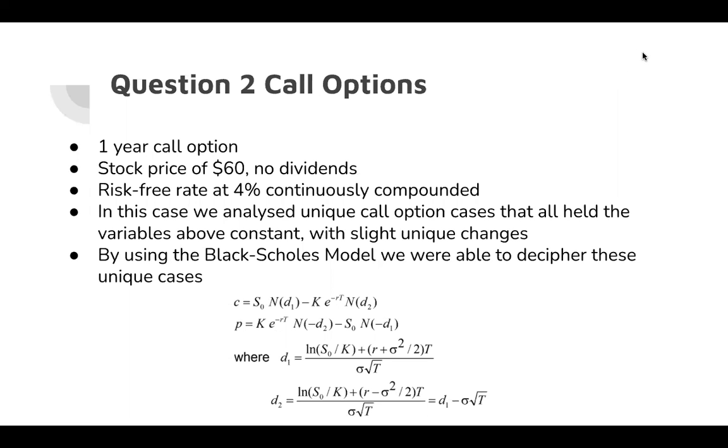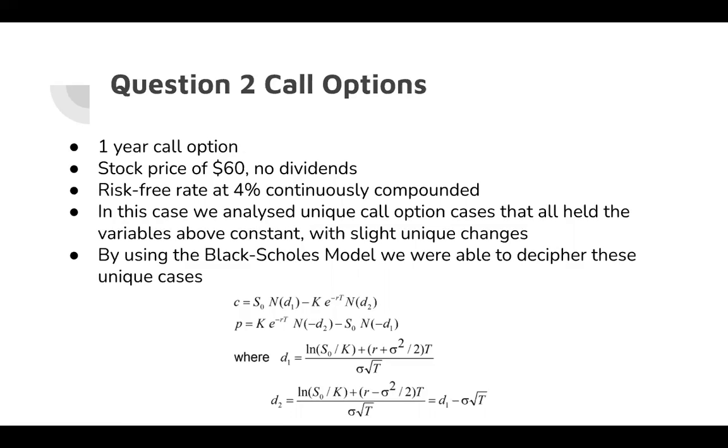We begin by looking at question 2, which is a question analyzing different call option cases with some of the same variables held constant. So we begin with the constant variables being a 1-year call option with a stock price of $60. The stock has no dividends. The risk-free rate is at 4% and is continuously compounded.